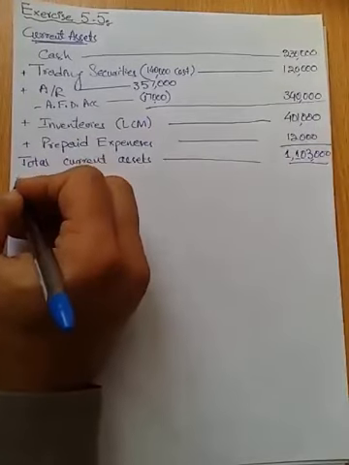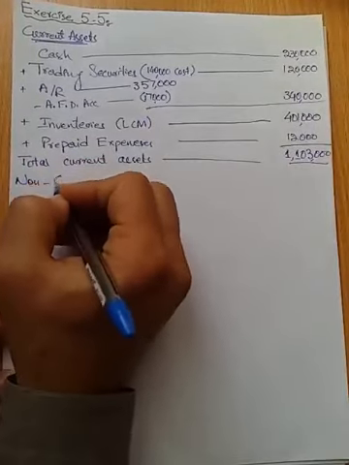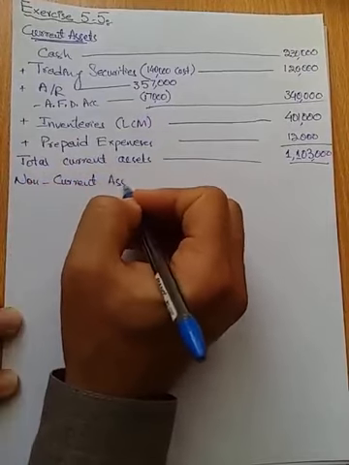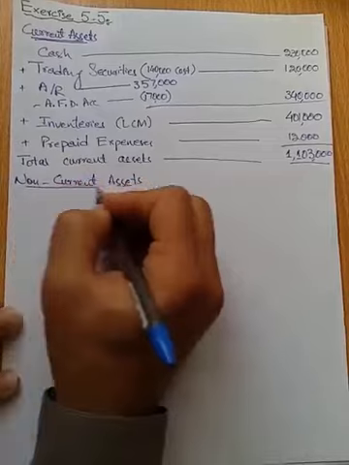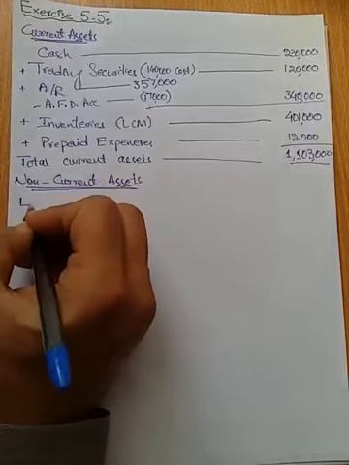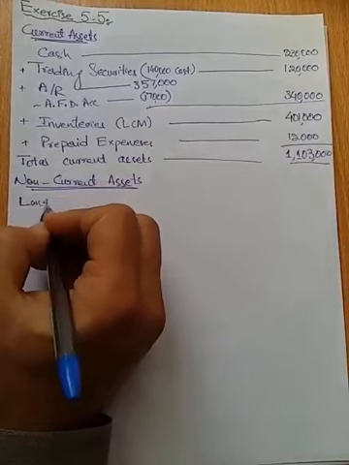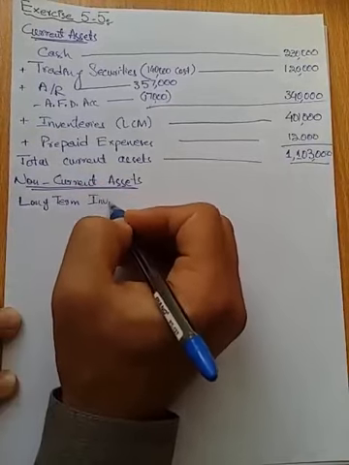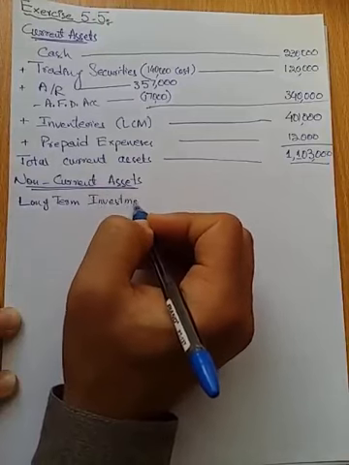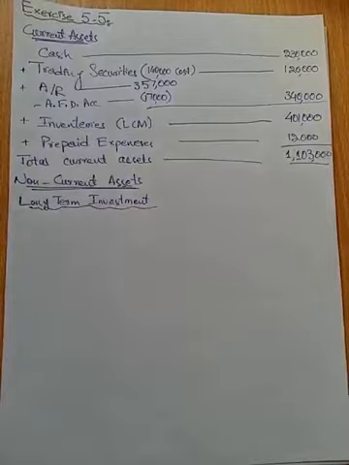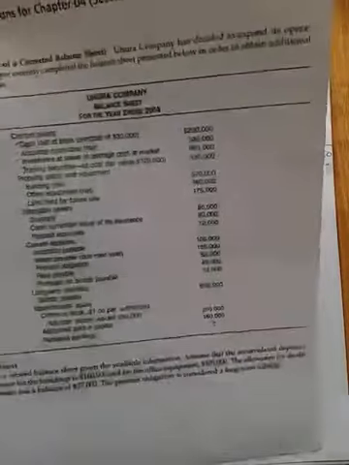Then we will give a heading of long-lived assets or non-current assets. If you remember, based on our PPT discussion, in the long-term asset section, the very first subsection that we have is long-term investments. These are investments which have a life of more than 1 year, and they are not an integral part of your business. We call them long-term investments. Let's see if we have any long-term investments.